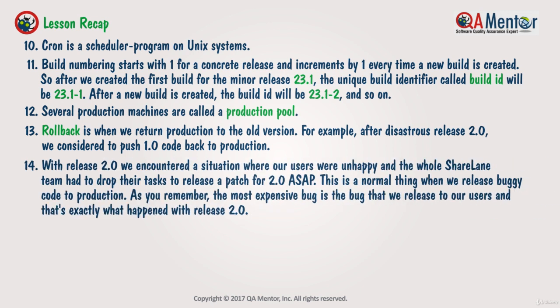14. With release 2.0, we encountered a situation where our users were unhappy and the whole ShareLane team had to drop their task to release a patch for 2.0 ASAP. This is a normal thing when we release buggy code to production. As you remember, the most expensive bug is the bug that we release to our users, and that's exactly what happened with release 2.0.